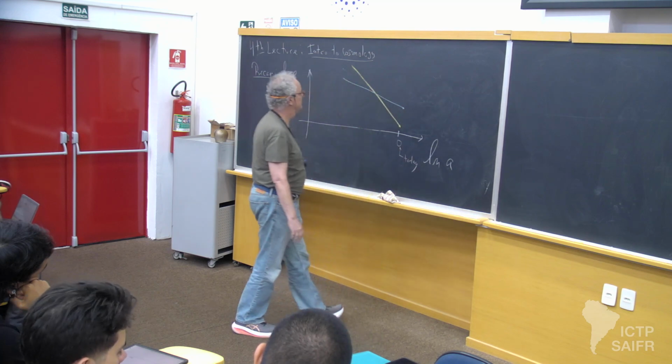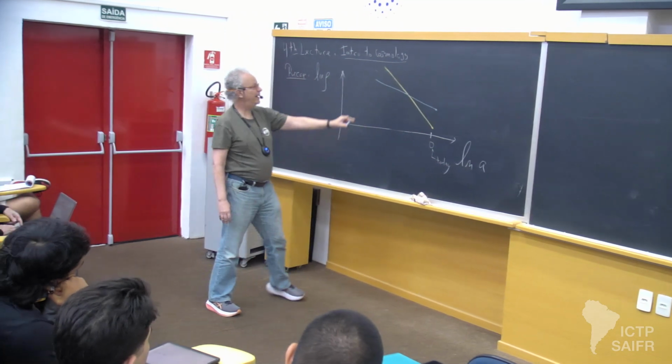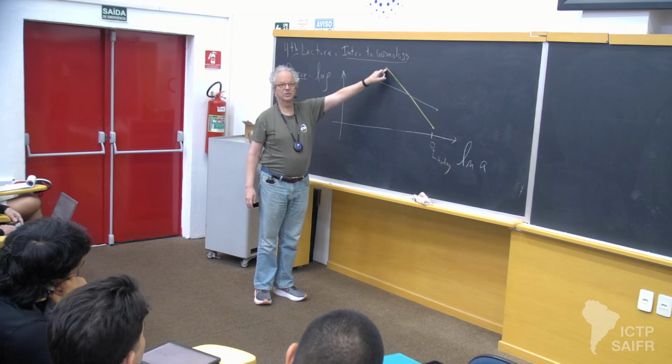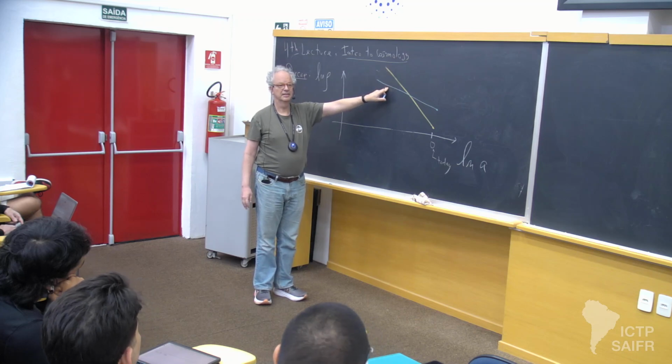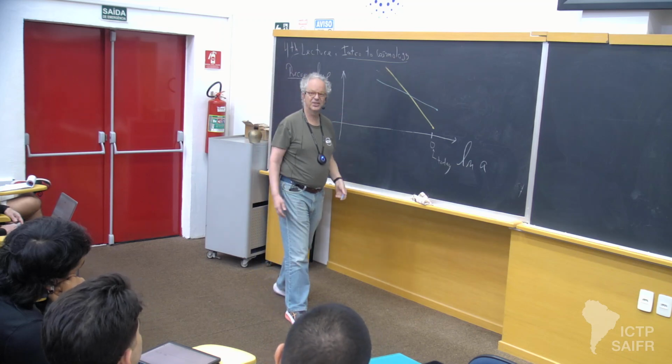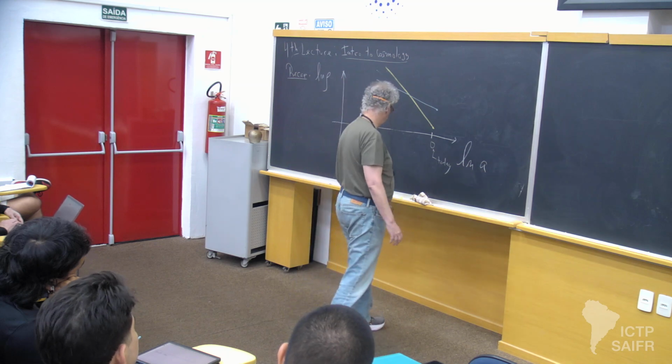And this is right. So in the past, which component is dominant? Radiation. That's why the universe is hot and dense in the past.